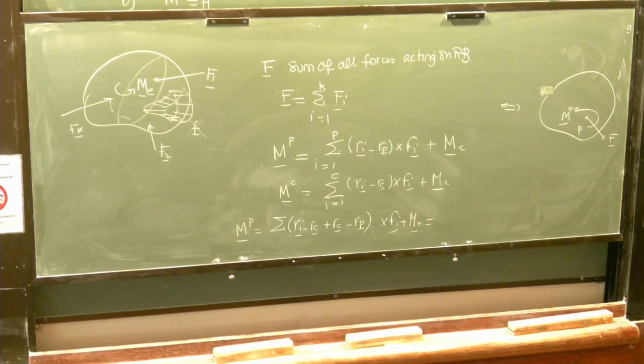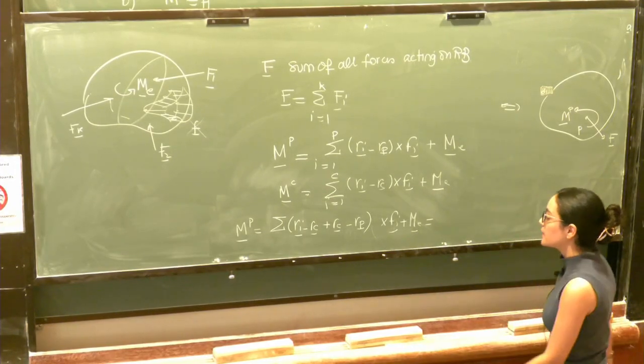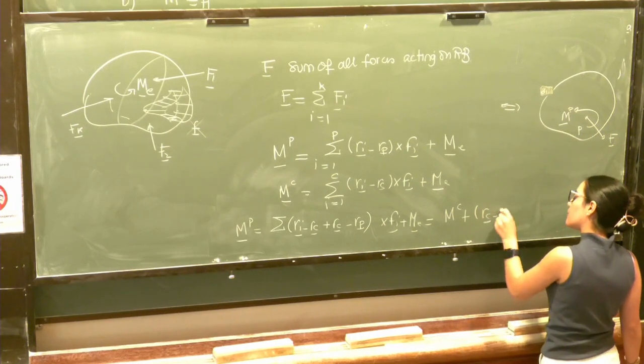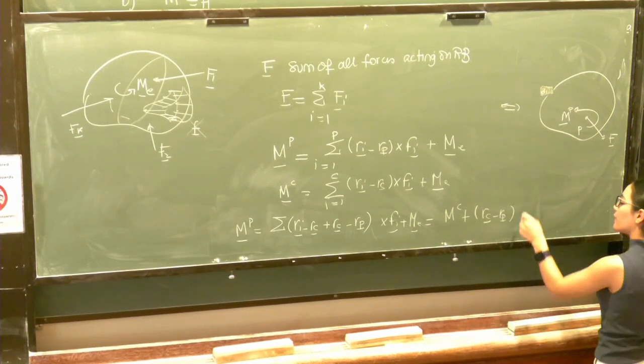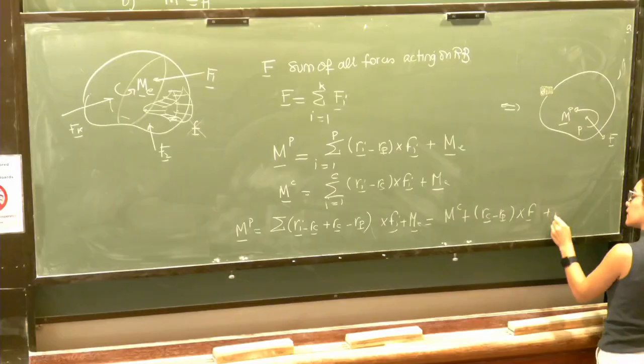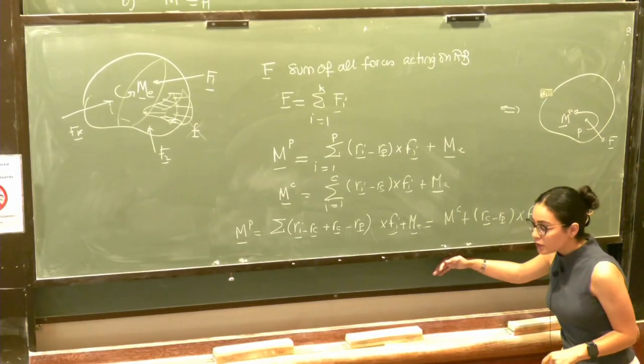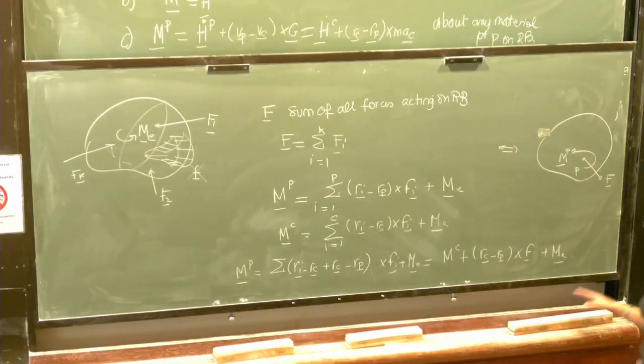Any questions so far? So I'm going to split this into two, and the first term is going to be MC plus (Rc minus Rp) cross F plus ME. The reason I'm doing this is because I'm going to use these equations to show that these balances of angular momenta are equivalent, which is leading me to step 2.